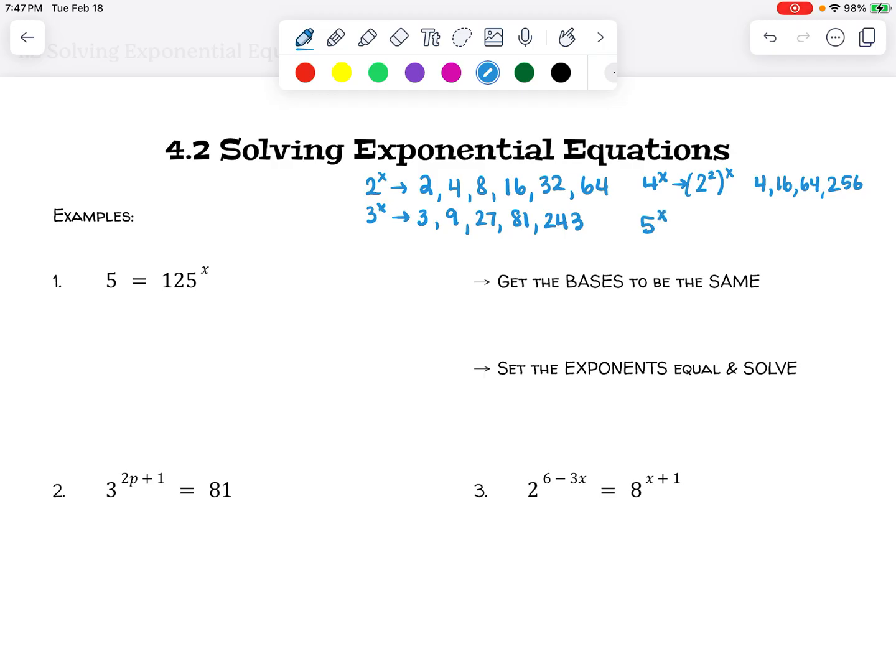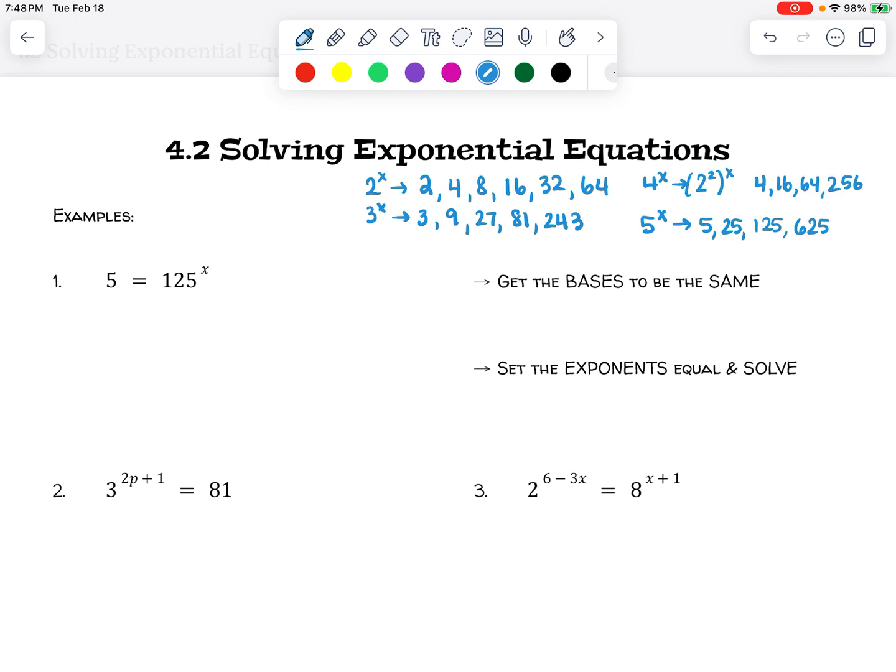For 5s, 5 to the first is 5, 5 to the second, 25. You knew that. 5 to the third, 125, and 5 to the fourth is 625. So knowing these is helpful for what you want to reduce your equations to, okay?